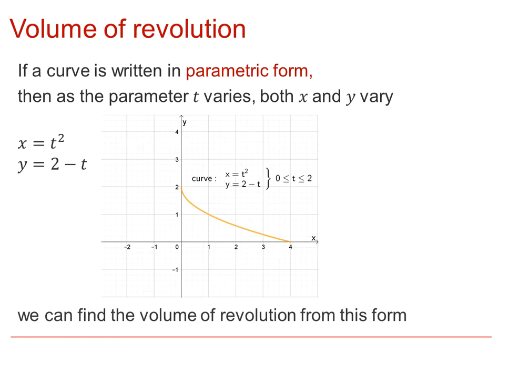If a curve is written in parametric form, then as the parameter t varies, both x and y vary. So x and y are both written in terms of t. Here x equals t squared and y equals 2 minus t. You can see that t varies between 0 and 2. We can find the volume of revolution from this form.